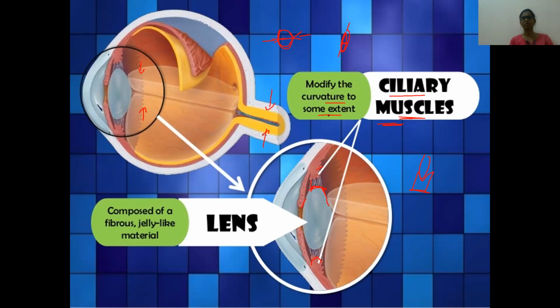This is the modification of the curvature to some extent. Thin means the curvature is more. That means you just understand it is like a sphere.